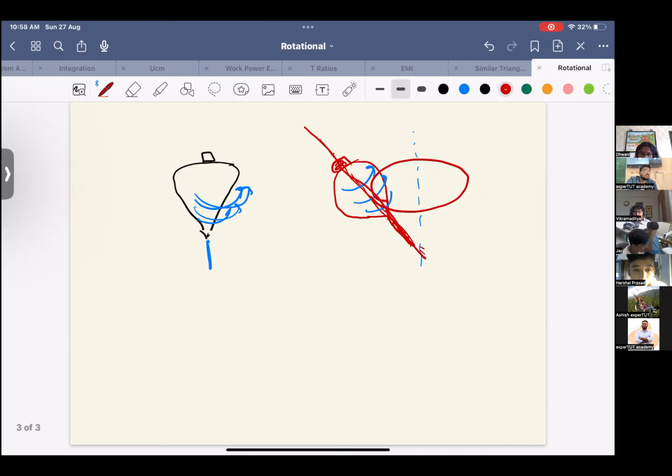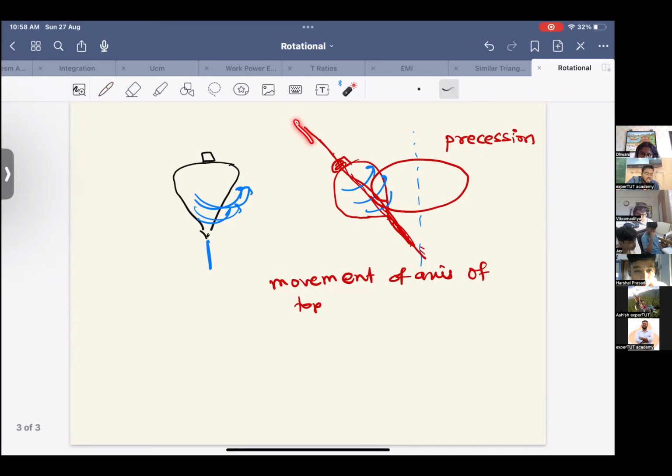क्या बोला है वे कि this motion is called, क्या इसका नाम बोला? ये precession, spelling सही है? ठीक है. So this, okay. Movement of axis of top around vertical is for precession. Movement of axis of top, right? So when they say axis of top, this is this line. The motion of this line around the ground. So this line, if you see my video, this line will go like this.